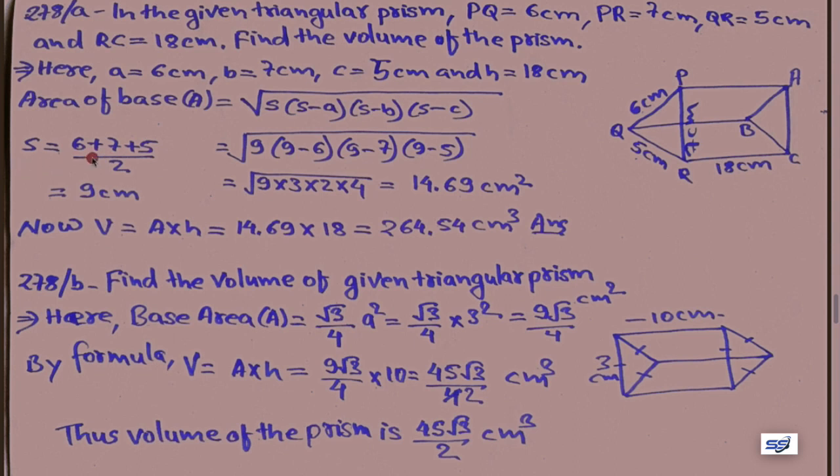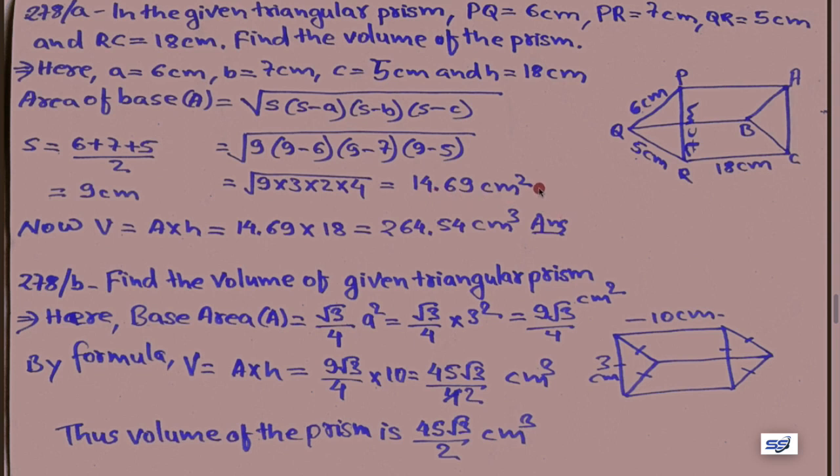s is equal to a plus b plus c upon 2, that is 6 plus 7 plus 5 all upon 2, is equal to 9 cm. Now the value of s is 9 cm. Using this value, we will find the base area. It is equal to root under 9, 9 minus 6, 9 minus 7, 9 minus 5. It is equal to root under 9 into 3 into 2 into 4, is equal to 14.69 cm square.